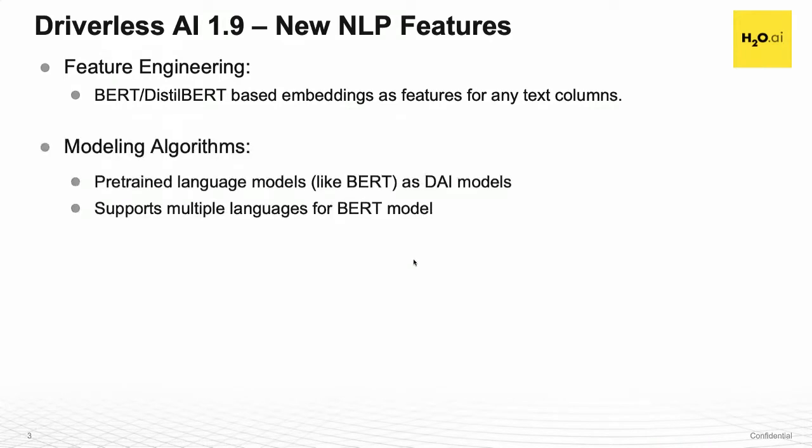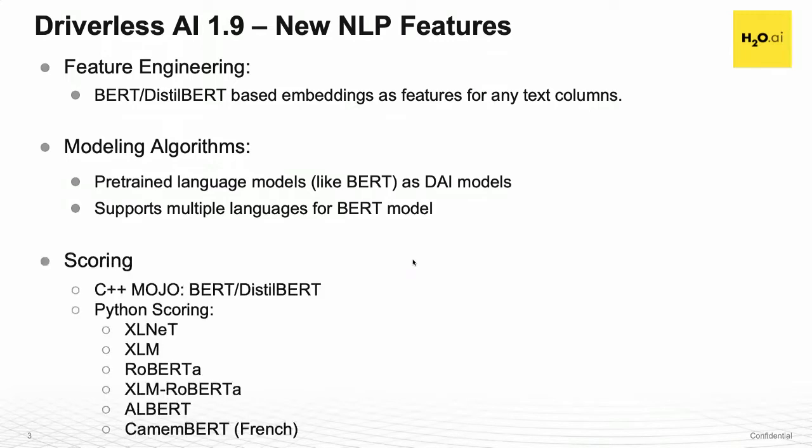Apart from feature engineering, we can also use these models as modeling algorithms. Models like BERT support multiple languages as well, and that can be really useful in some use cases. We also support scoring for these inbuilt models. So C++-based Mojo scoring, which supports both Python and R-based wrappers. We support both BERT and DistilBERT for the C++ Mojo, as well as Python scoring for all the available models that we ship out of the box.